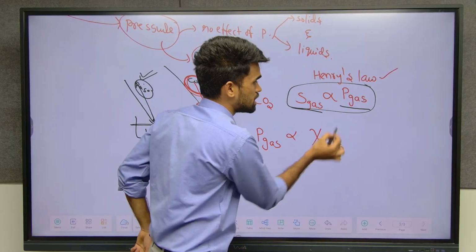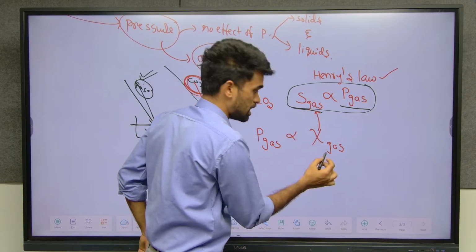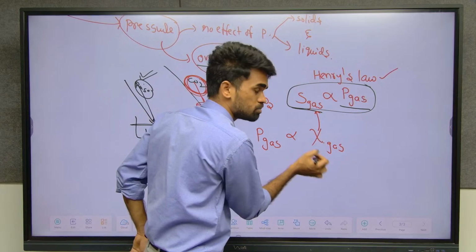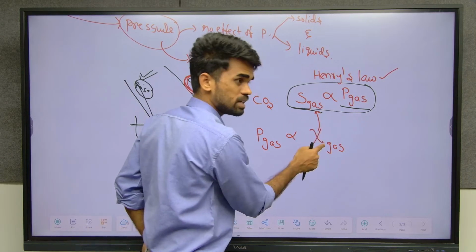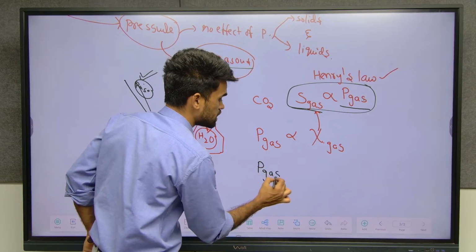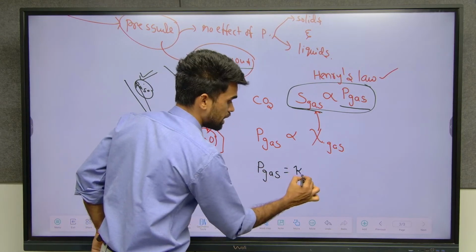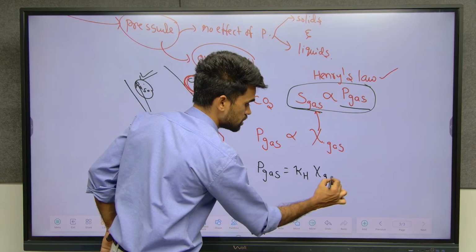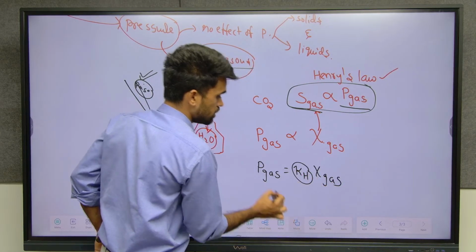Mole fraction of that gas is nothing but, I am saying, it is solubility. Now solubility is expressed in terms of what? Mole fraction. So I can write here P gas. I am removing this proportionality and writing K_H, X gas. What is this K_H? Henry's constant.